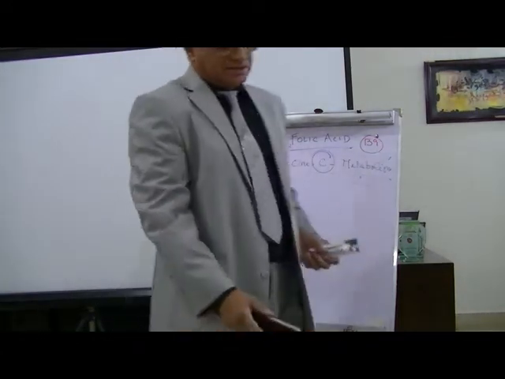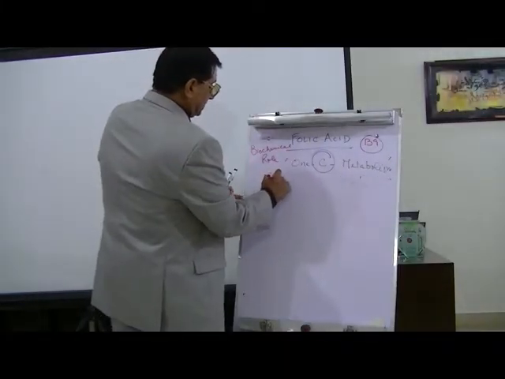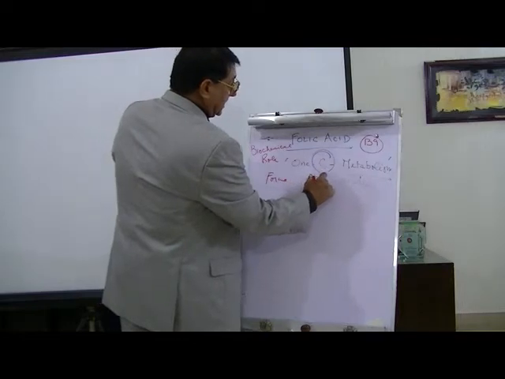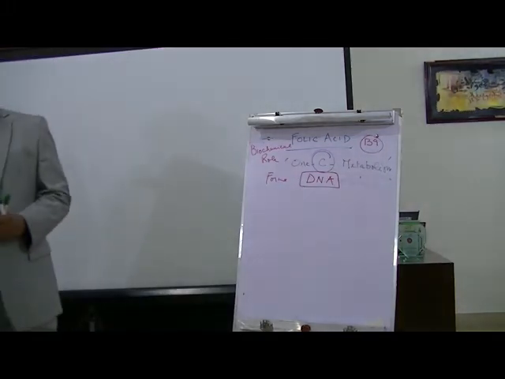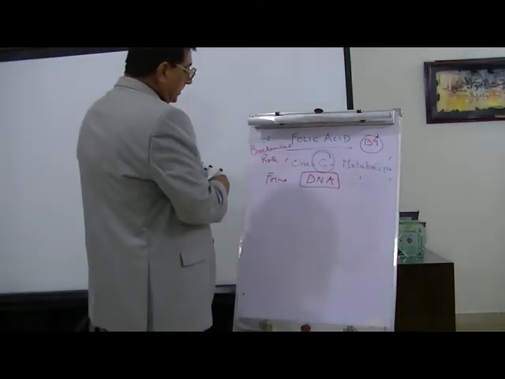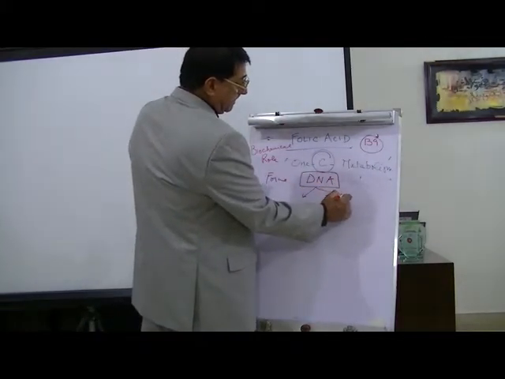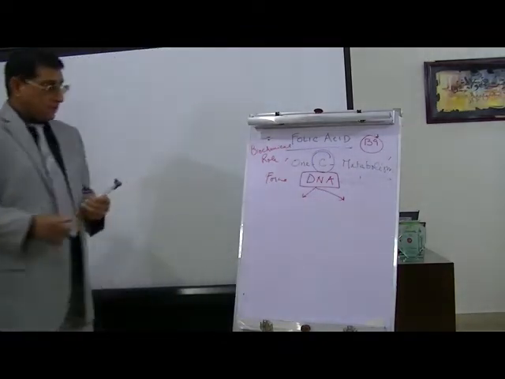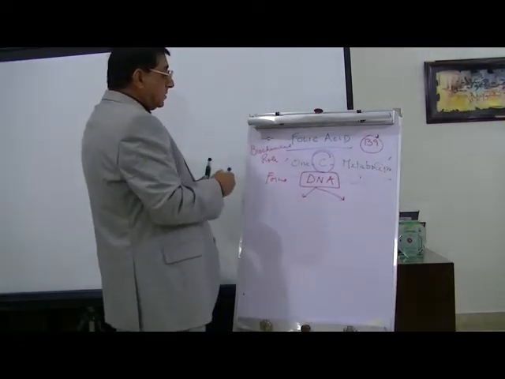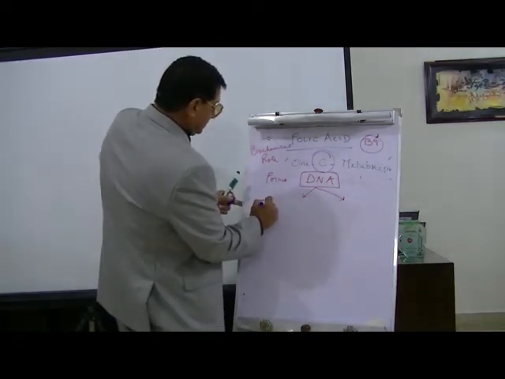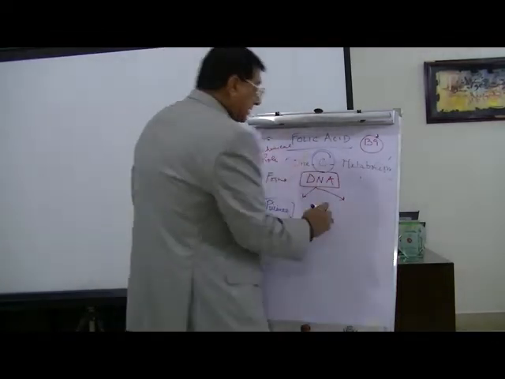The essential metabolism is that it forms DNA. How? DNA contains two types of bases. One, purines, and the other pyrimidines.